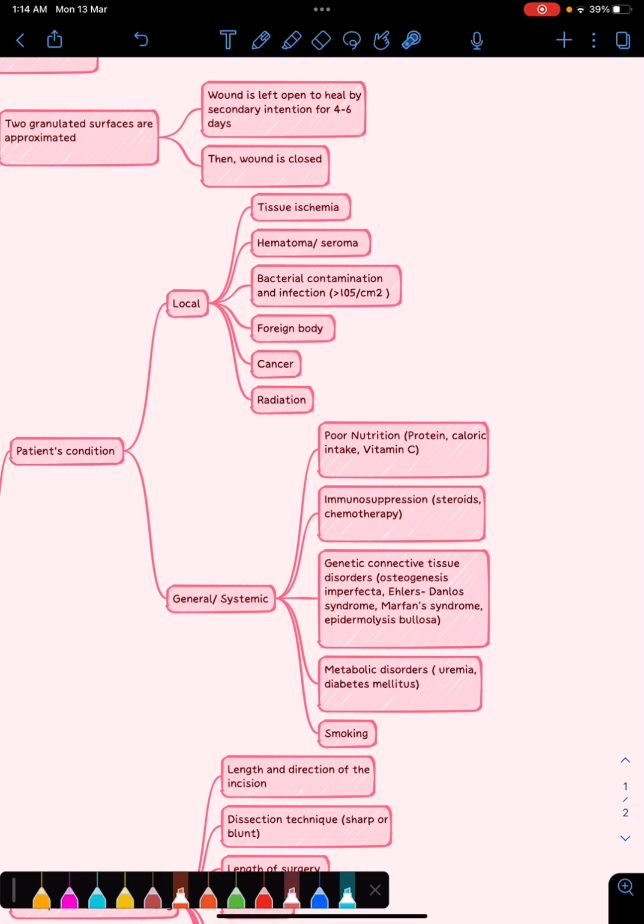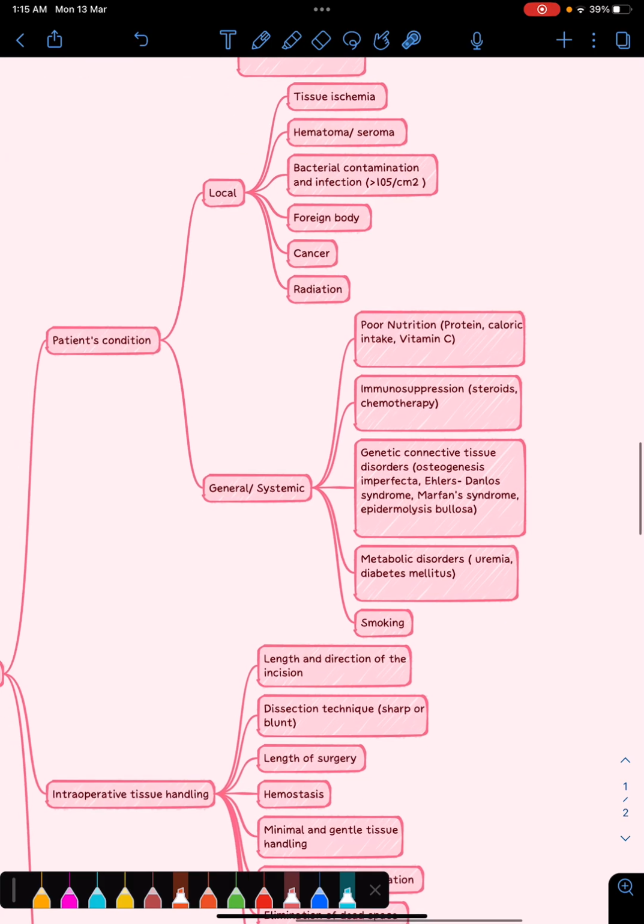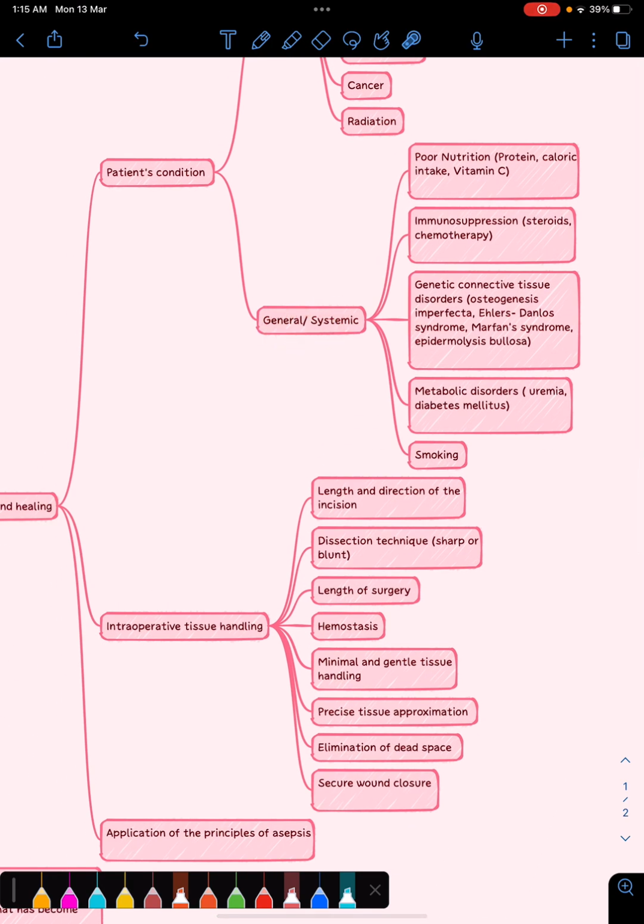Hematoma, seroma, bacterial contamination, foreign body, cancer, radiation: all of these are going to decrease the speed of healing, and all of these are considered local, such as radiation, cancer, foreign body, bacterial contamination, hematoma, seroma, and tissue ischemia. What about the general or systemic factors?